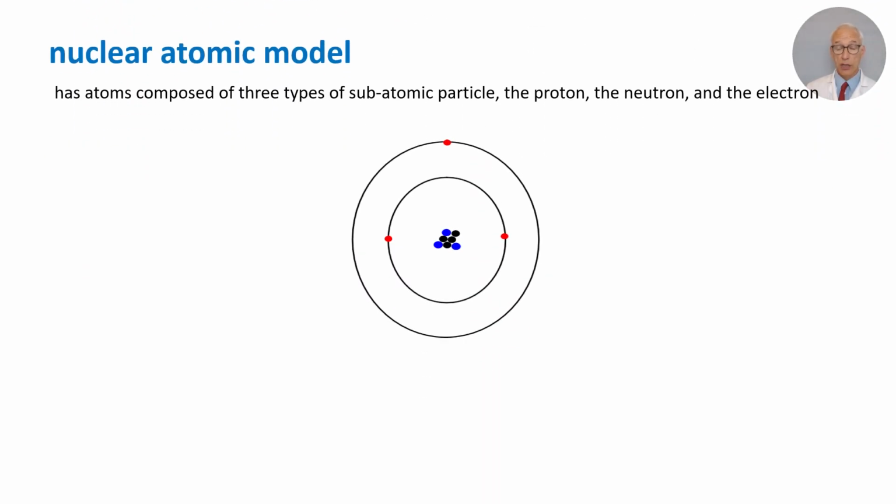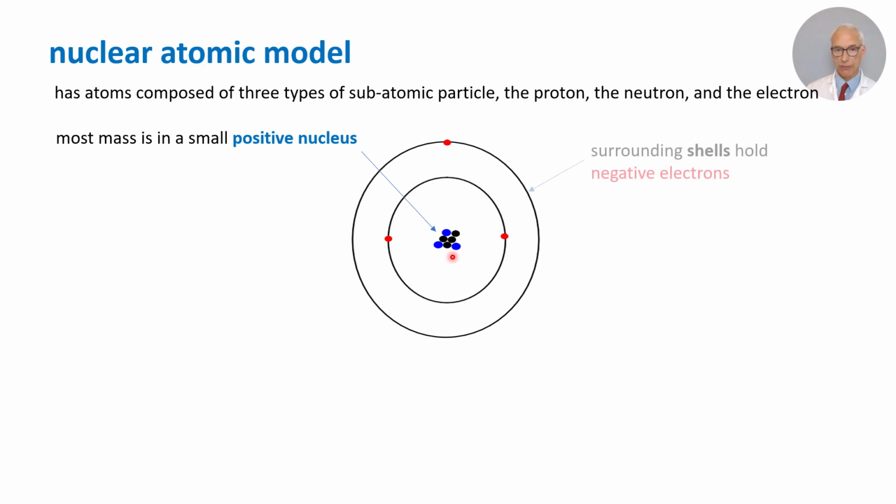The nuclear atomic model has three types of subatomic particle: the proton, the neutron, and the electron. Most of the mass of the atom is concentrated in the center, in a small positively charged nucleus. The surrounding shells hold negatively charged electrons.